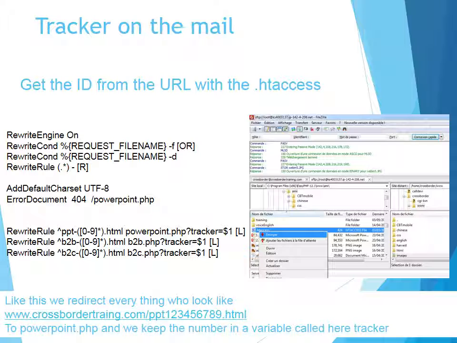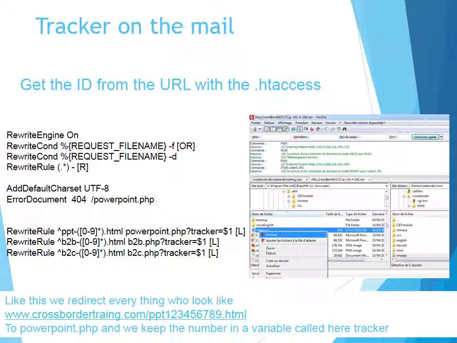And the rewrite rules, it's the last three lines, or rewrite rule ppt dash, you see the parentheses 0-9, this means a number. I want a number .html. I want this to be transferred to the file powerpoint.php with a question mark trackers=$1.